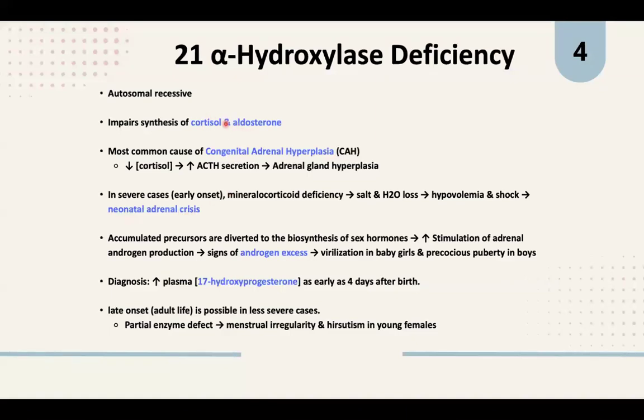So now we know we can't make aldosterone. What happens if you can't make aldosterone? You can't retain salt and water because the function of aldosterone is to retain salt and water. So if you don't make this hormone, you can't retain them. So you have salt and water loss. And this leads to hypovolemia and shock, which causes neonatal adrenal crisis. Okay, so low cortisol, congenital adrenal hyperplasia, and aldosterone cause neonatal adrenal crisis.